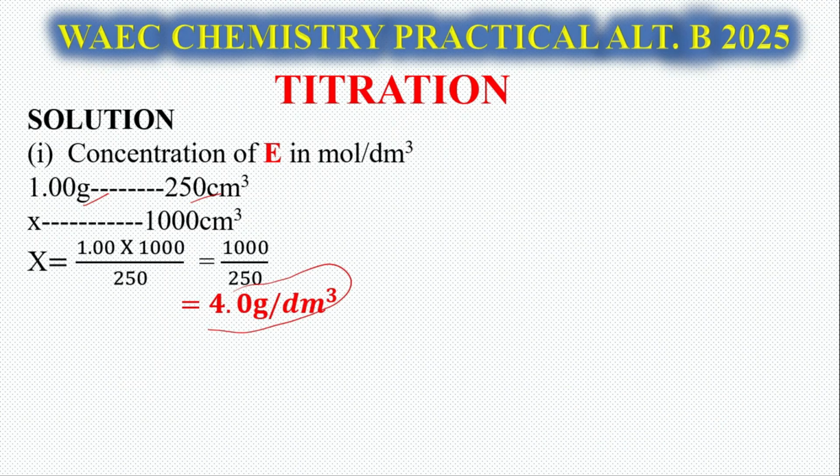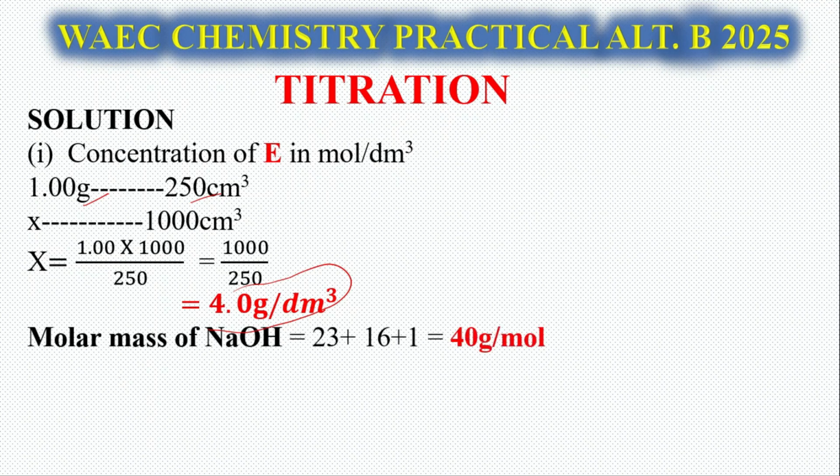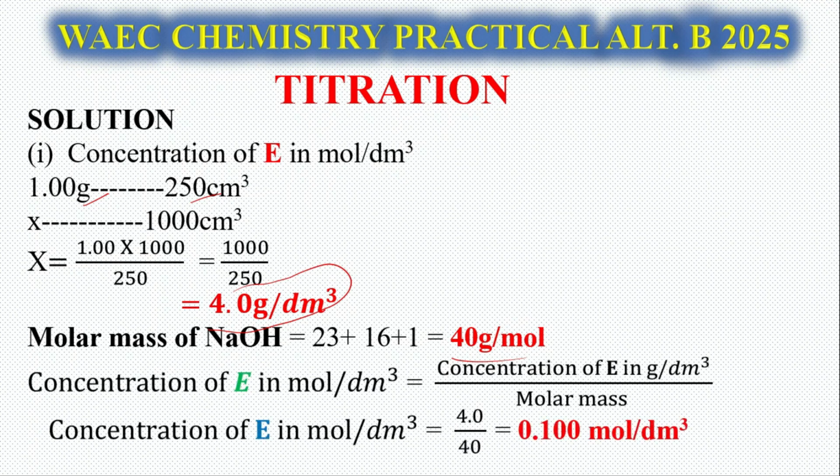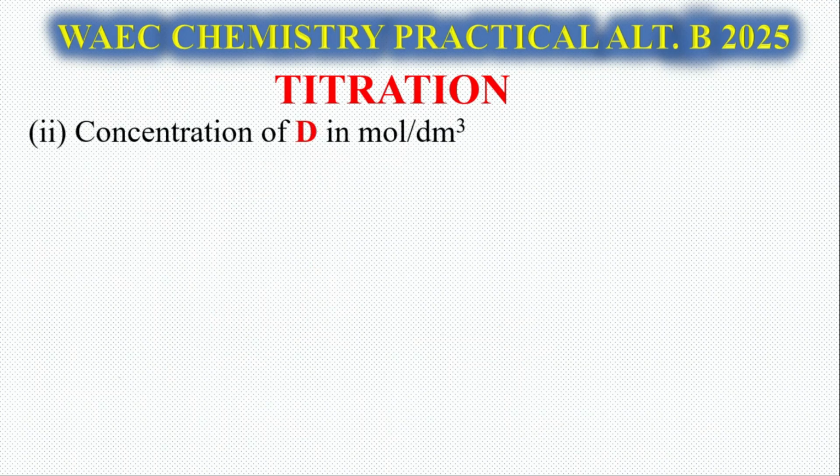Then you can now use your formula by first of all calculating the molar mass of the base. Use your formula: 4 divided by 40 gives you 0.1 of what? Of your base. Are you following? Of your E. So let's calculate the concentration of D in mole per dm³ by using this formula.